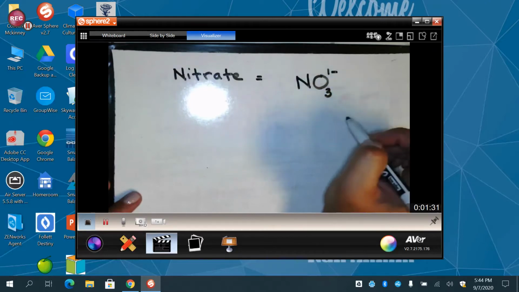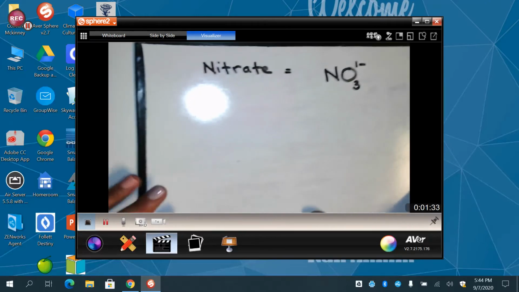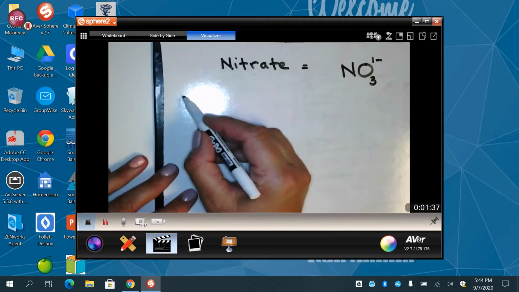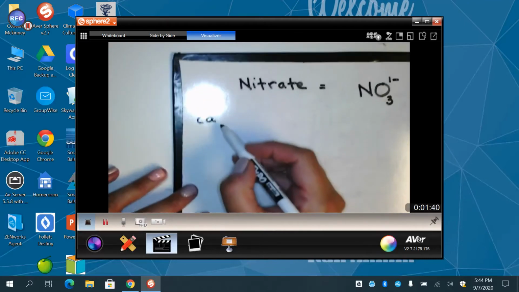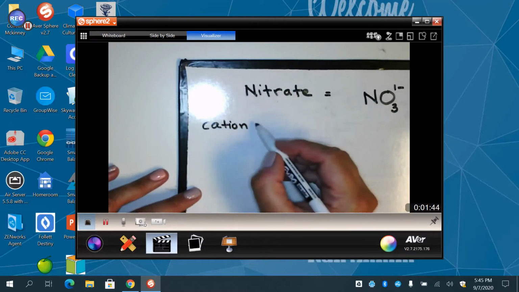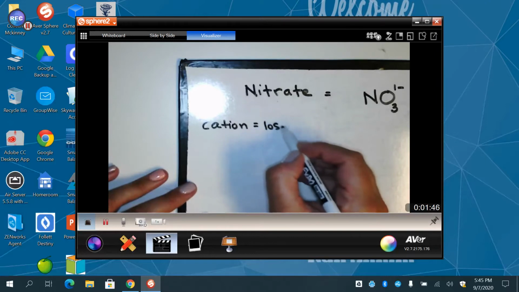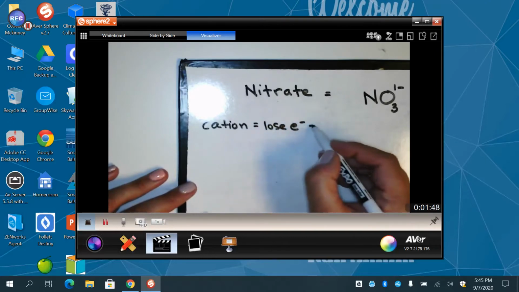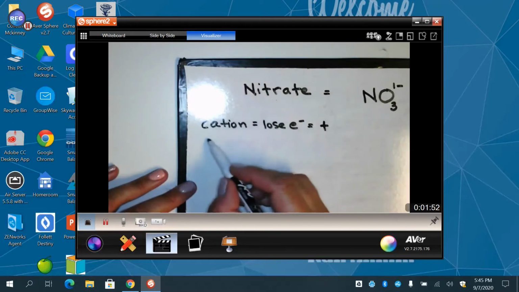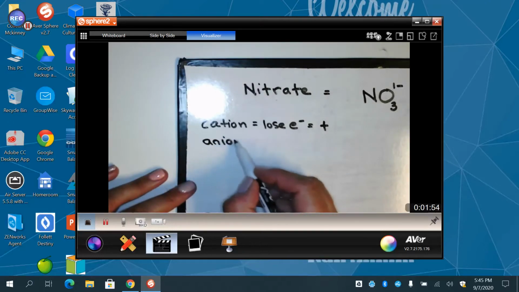We have 2 types of ions that you're going to start seeing in class throughout the year. One is called a cation. Cations are going to lose electrons, and therefore they will be positive. You can see this is not a cation. This is actually what we call an anion.